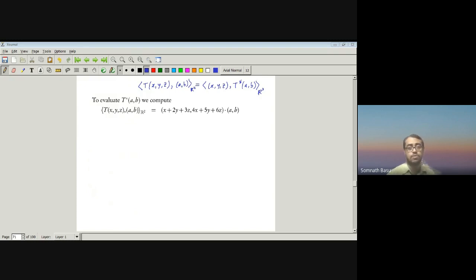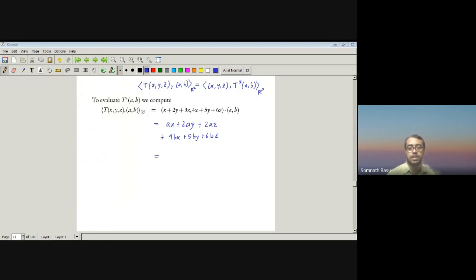So if you calculate the left-hand side, what is this? It's x plus 2y plus 3z, and a into this whole thing. So this is ax plus 2ay plus 3az plus 4bx plus 5by plus 6bz, right? Now, what is our job? This is what we want, right? We want to solve for T star.